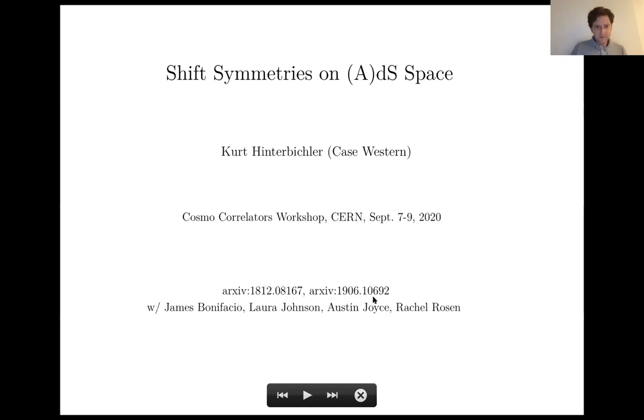shortly soon. So this is about classifying the types of shift symmetries that you can have on de Sitter space and anti-de Sitter space that generalize ordinary shift symmetries and Galileons and so on.